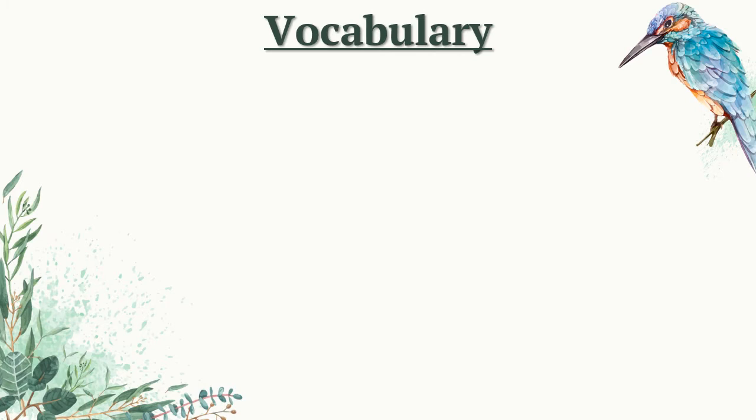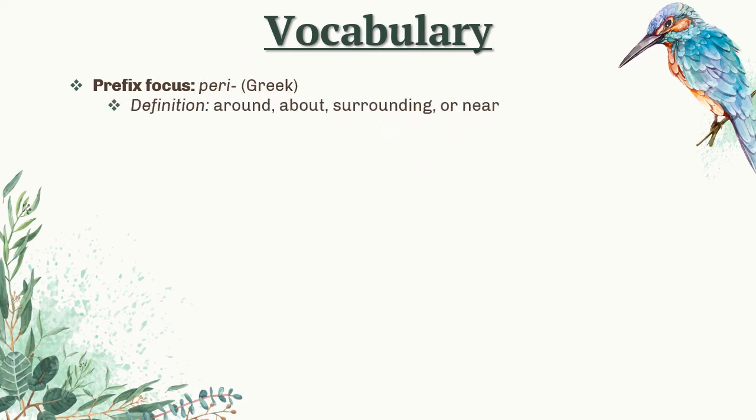So, we are going to start with our prefix focus, peri. This is a Greek prefix, once again. Much of our English language comes from Greek and Latin, just like a lot of Spanish comes from Latin. But we also have many words from the Greek language. So we get a lot of our prefixes from Greek. So that's why mainly when you see a prefix, it says Greek. So this prefix peri means around, about, surrounding, or near. So it's talking about being close to something, but being around it is the idea of peri.